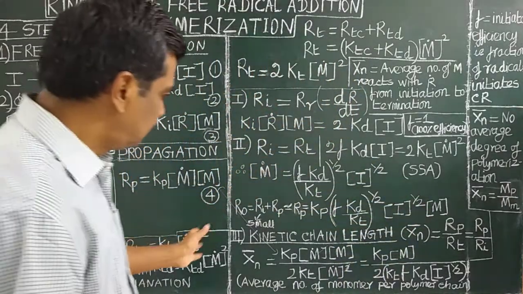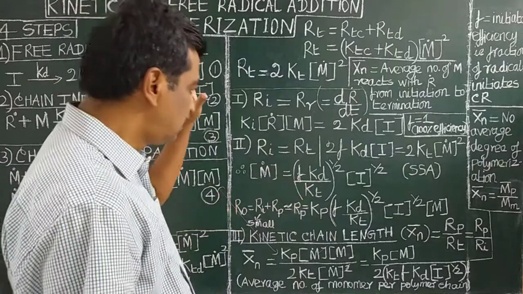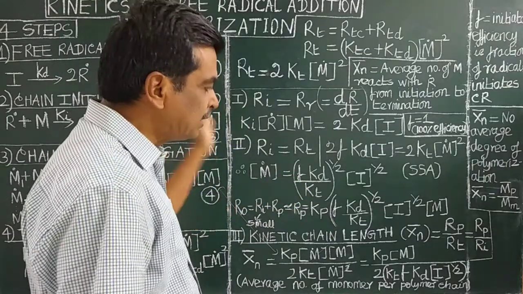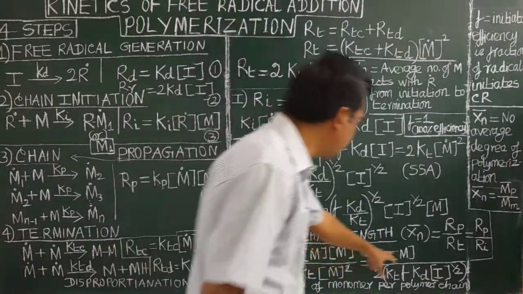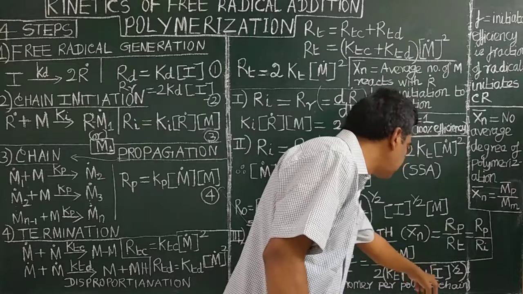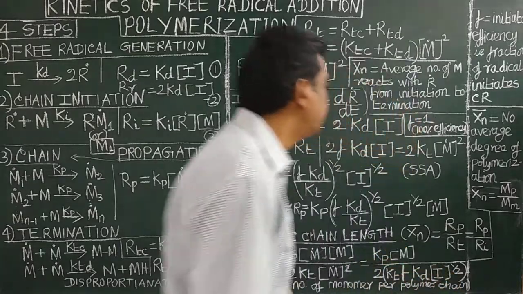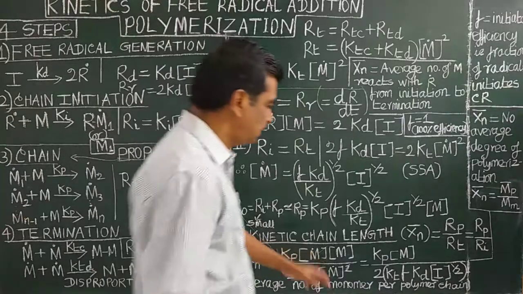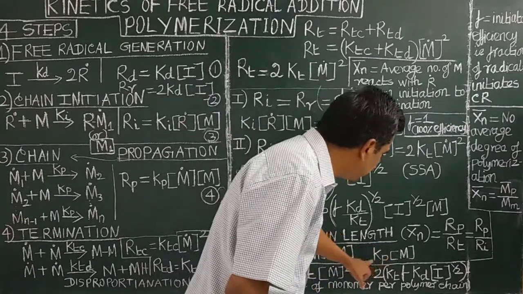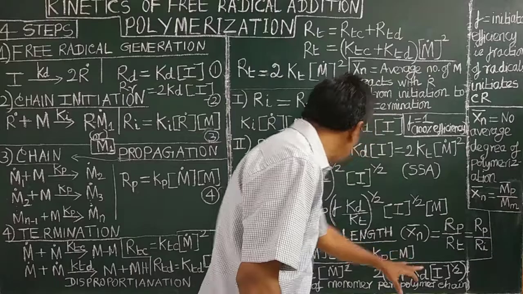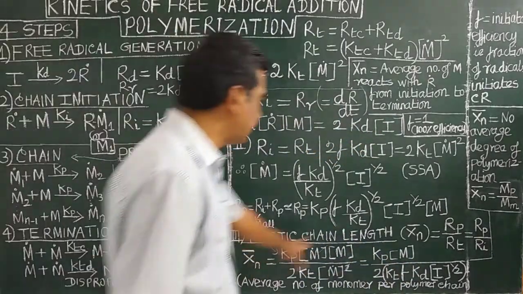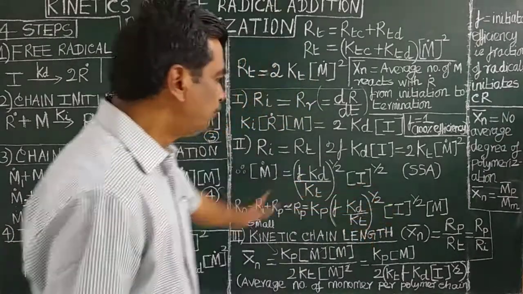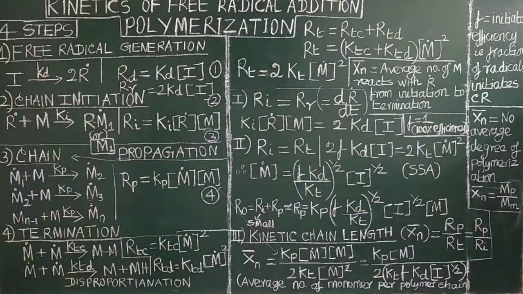Every year they ask questions based on free radical addition polymerization reaction. For example, the degree of polymerization is directly proportional to M and inversely proportional to the square root of initiator concentration. In CSIR GATE they will give Kp, Kd and ask to calculate the degree of polymerization or kinetic chain length. So please understand this so that you can solve any problems they ask. Thank you for watching.